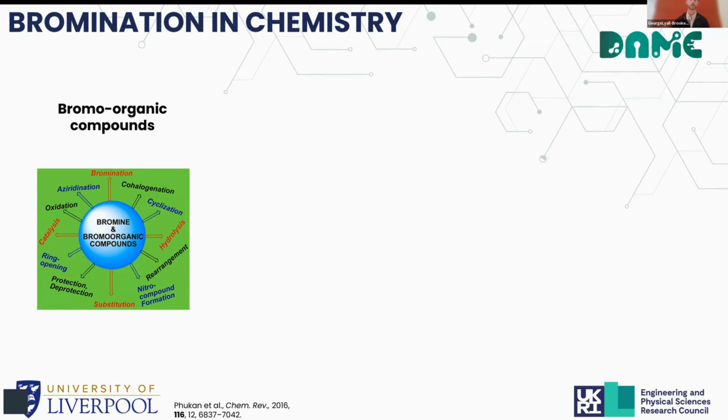To generate these bromo-organic compounds requires the use of brominating agents. The most simple of these is molecular bromine. This is in liquid form, and it is a particularly potent brominating agent. However, with this potency comes a lack of selectivity, so it's hard to control where you will brominate on the compound. And with that potency also come safety risks in the form of toxicity.